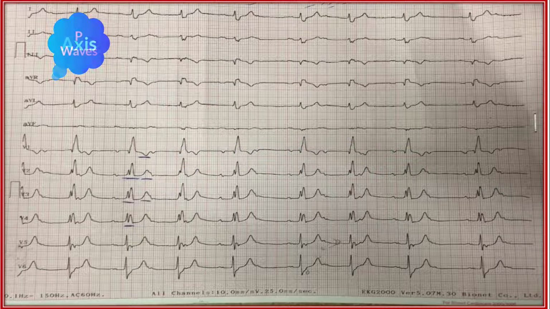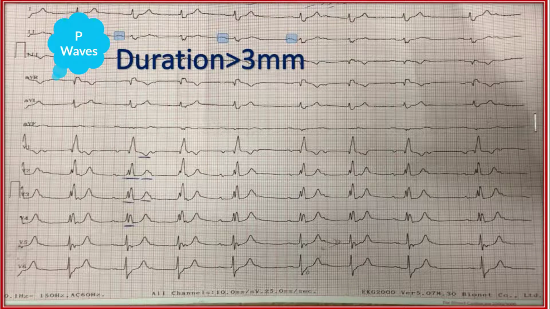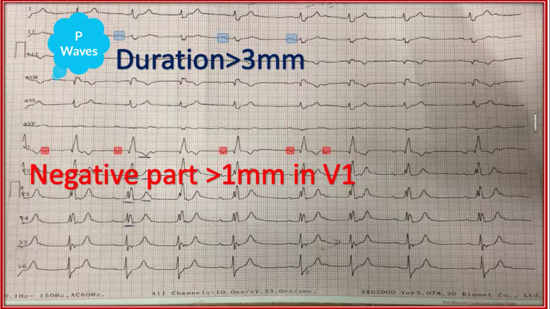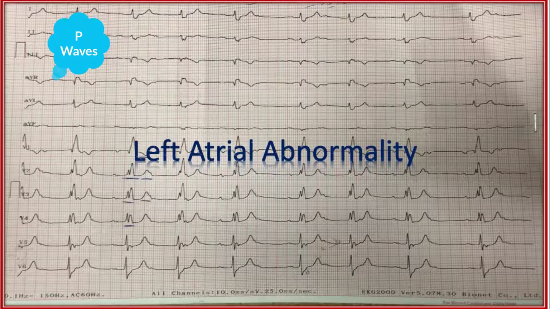Fifth step is examining the P-waves. Here, the P-waves are sinus. As you see, they are bifid in limb leads, and more than 3 small boxes. P-waves are more than 1 mm deep in V1 as well. These findings are highly in favor of left atrial abnormality.